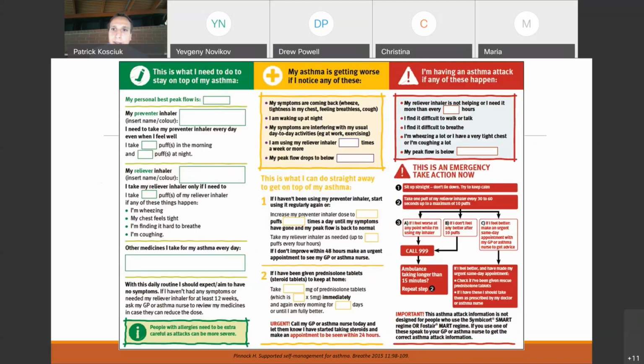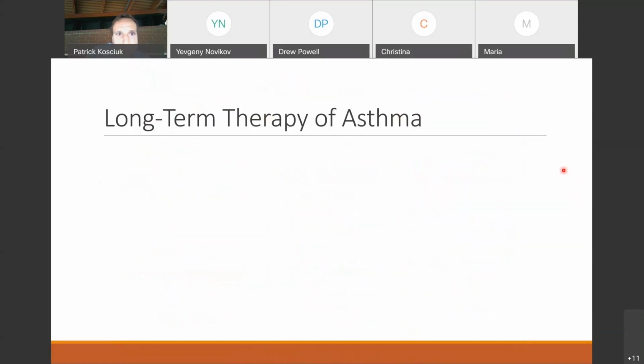And you can create other plans, including taking prednisone or all sorts of other things. But here's a nice example. The reference is Supported Self-Management for Asthma in Breathe, 2015. So take a look at that and maybe create some of these plans for your patients.